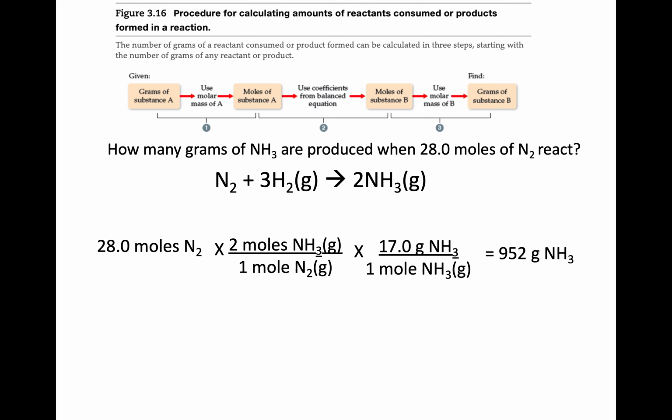This would be my setup. So we begin, it tells us the value already in moles. Let's use the information within the balanced equation and see the proportion. 2 moles of NH3 for every 1 mole of N2. Convert back from moles to grams. 952 grams of product would be the answer.